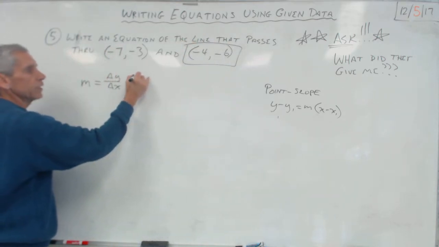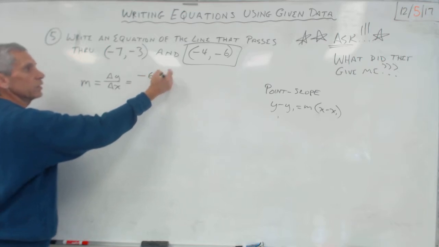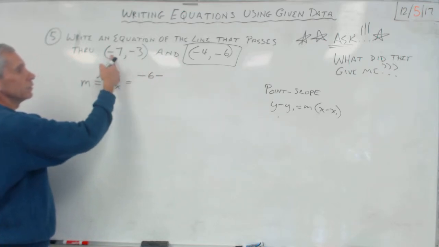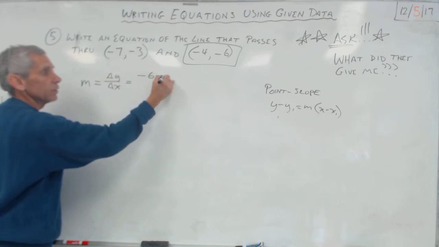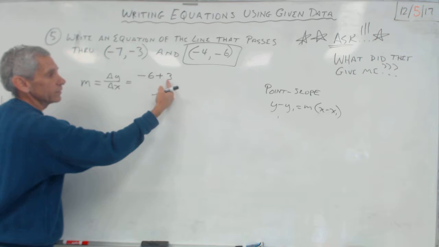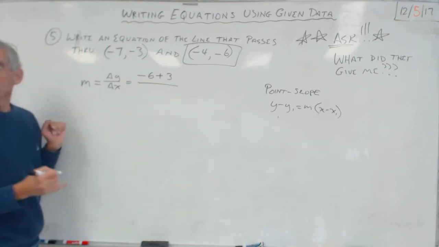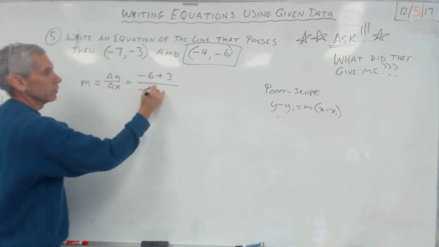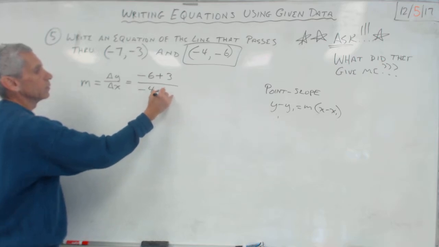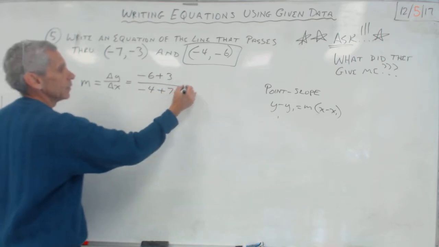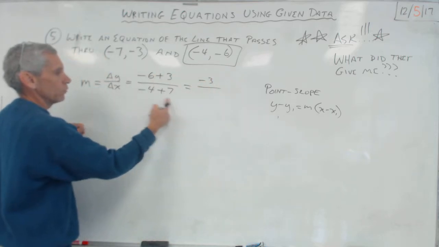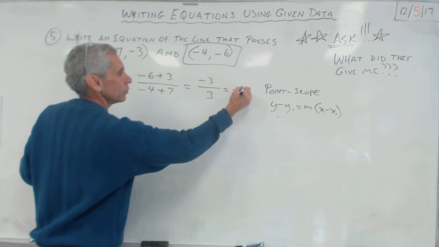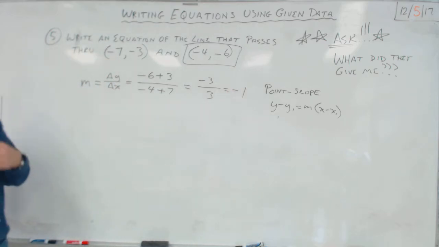So we've got -6 minus, because change means minus, minus -3, which is plus 3, over -4 plus 7. What does that give us? That's -3 over 3, which is -1. All right, now, write the equation.